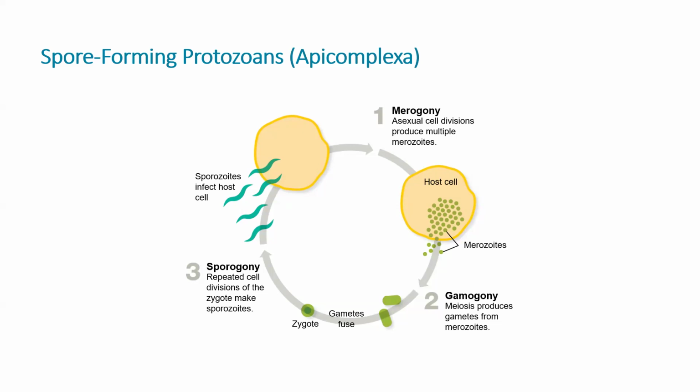And so then everything starts over. Your sporozoite is going to infect your host cell and undergo merogeny inside the host cell, where you produce the merozoites, which of course is asexual. Then gamogeny, which is going to produce gametes, formation of the zygote, and then sporogeny, which is replication of the zygote to form sporozoites. So that is their process. Now, this often has some intermediate stages where maybe half of this process happens in one host and the other half happens in another. And so it can be a little complicated.